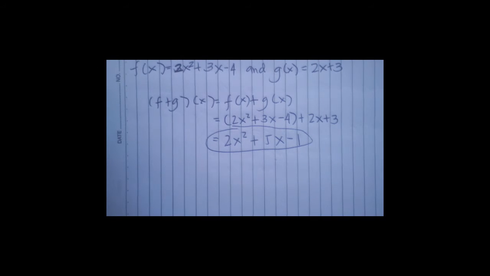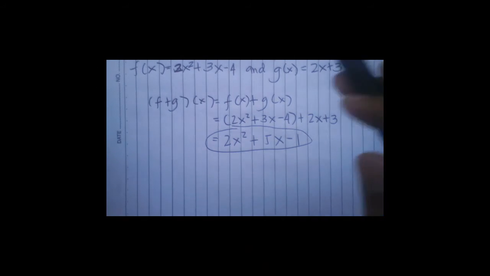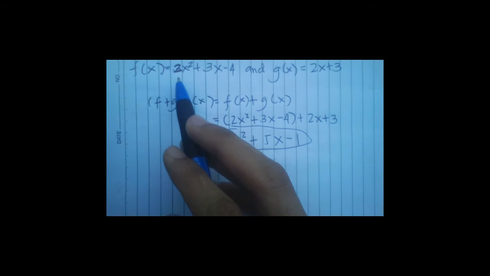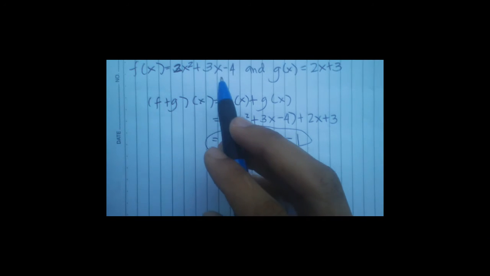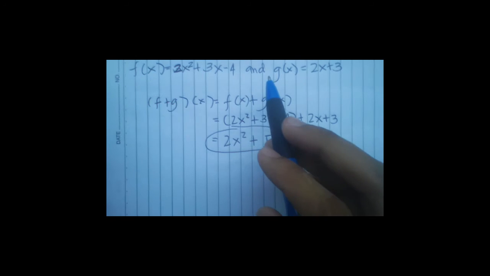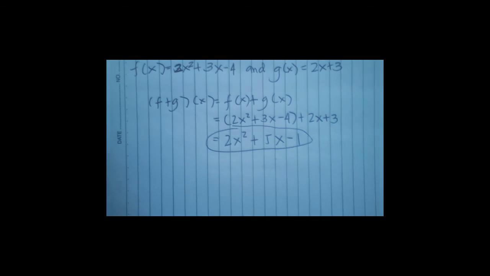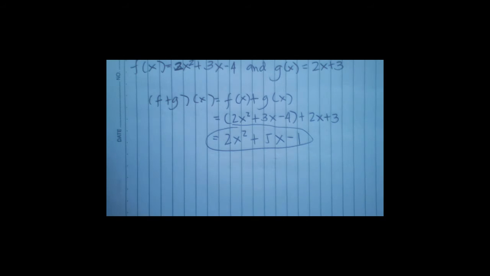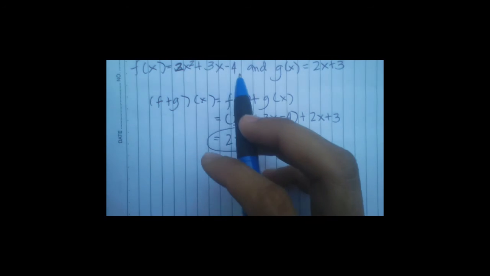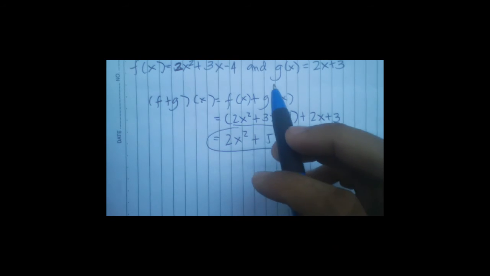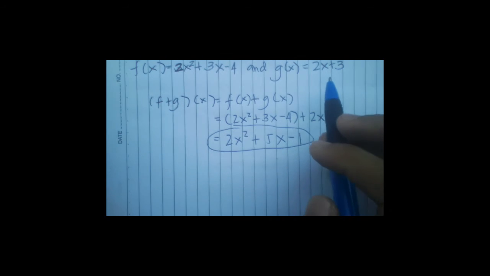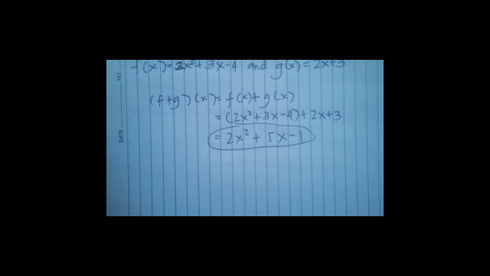So this is the example for sum function. f of x equals 2x squared plus 3x minus 4 and g of x equals 2x plus 3. First, we have to find the value of f of x and g of x. The value of f of x is 2x squared plus 3x minus 4, and for g of x is 2x plus 3.